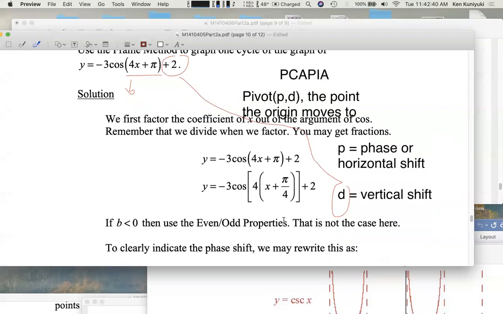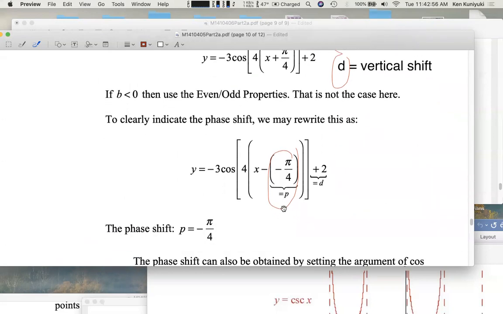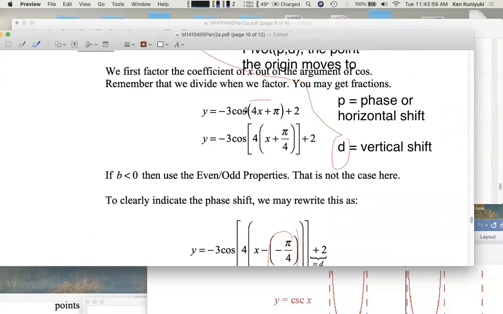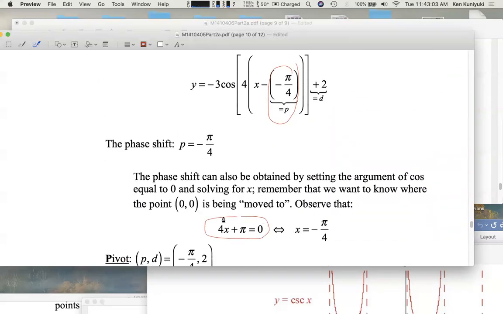And what is x plus pi over 4? It's x minus negative pi over 4. The phase shift P is negative pi over 4. You do a sign flip from here to here. The phase shift is negative pi over 4 from the factoring technique. Again, if that seems confusing, the easier way to do it is to take this argument, 4x plus pi, set equal to 0, and solve for x. Subtract pi, we get 4x equals negative pi.